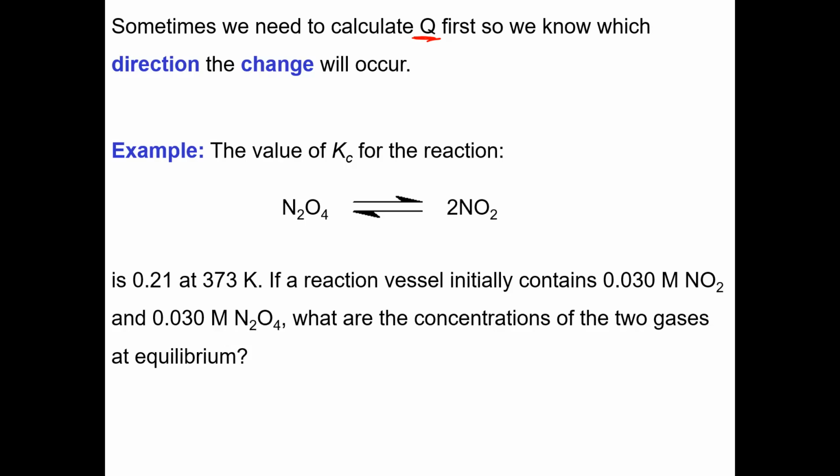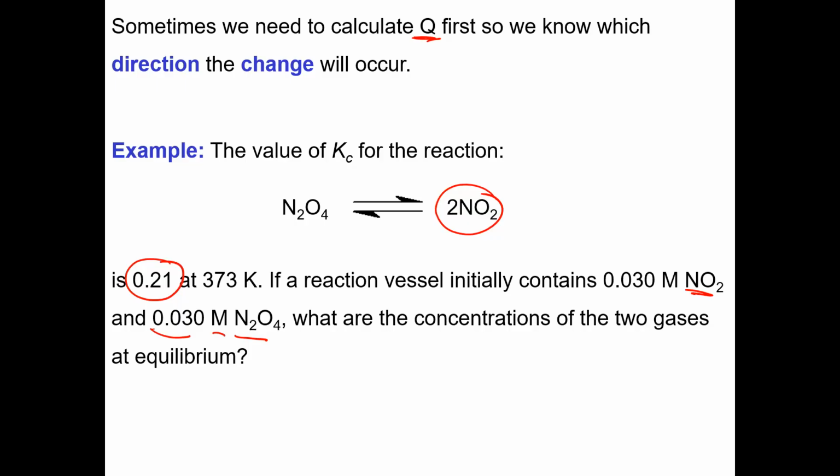So it says in this problem that the value of Kc for this reaction, which is N2O4 decomposing to form 2NO2, is 0.21 at 373 K. What's different about this is that we're told that our reaction vessel initially contains 0.03 moles per litre NO2, and it also contains 0.03 moles per litre N2O4. Now we're asked, what are the concentrations of both of the gases when it comes to equilibrium?